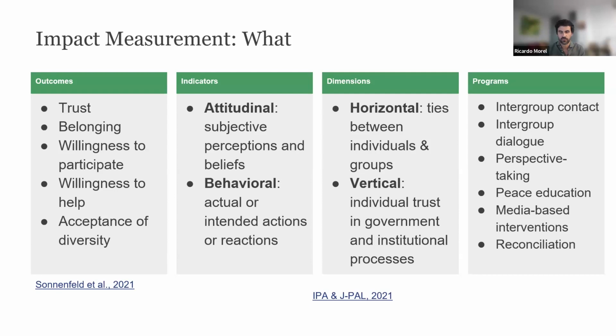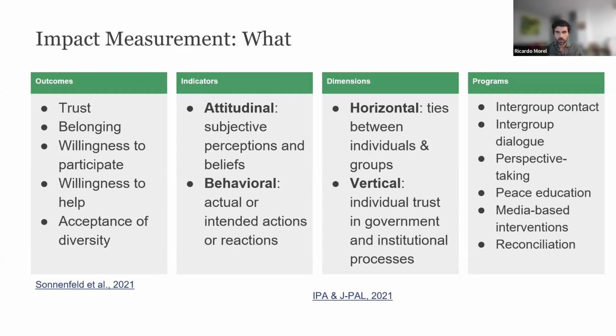and acceptance of diversity. You can also think of outcomes that are more about attitudes or behaviors, whether they are intentional or actual behaviors, not you observe someone doing or changing actually how they do things. You can also think about horizontal social cohesion, like ties between individuals or groups, or vertical one, ties between these groups and institutions like government authorities, for instance.